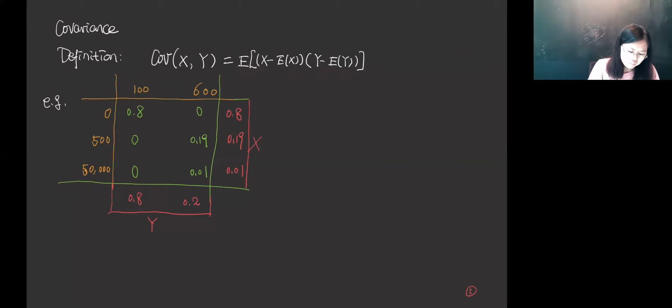Let's consider the medical expenditure example again, and try to calculate the covariance of X and Y in this case. As you can see, to calculate the covariance, we need to first calculate the mean of each random variable. The mean of X can be obtained using these marginal distribution numbers. So 0.8 times 0 plus 0.19 times 500 plus 0.01 times 50,000. And that gives us 595.